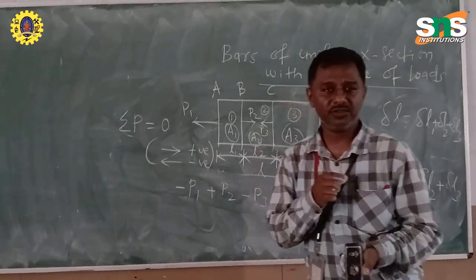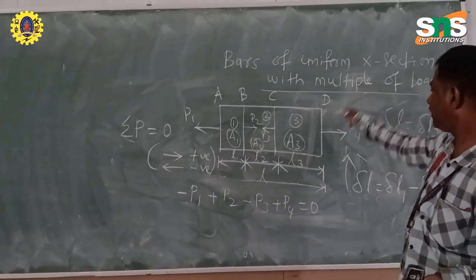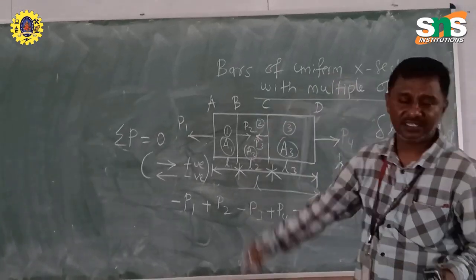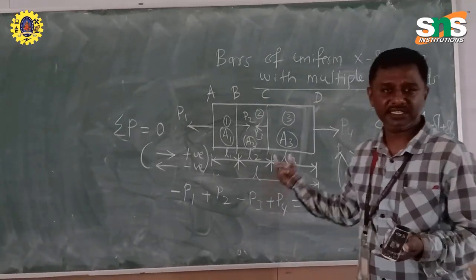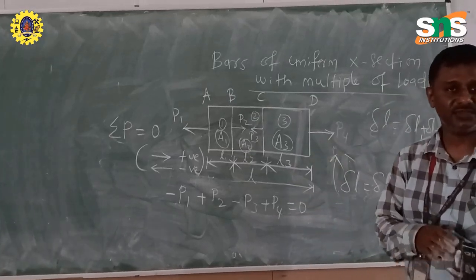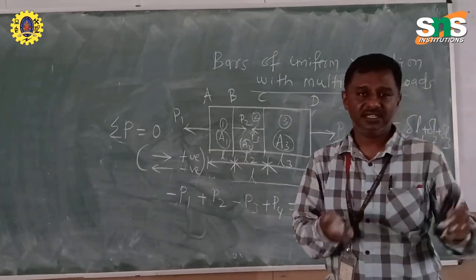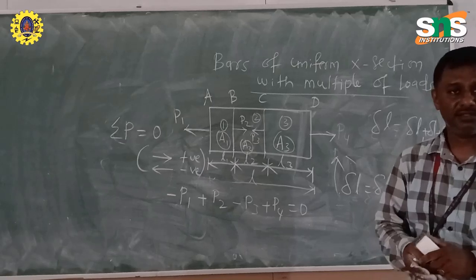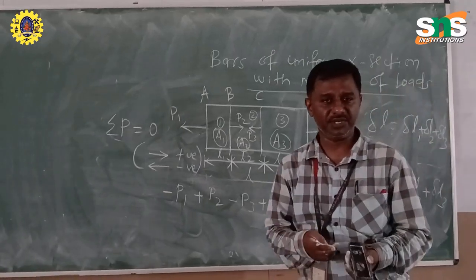So that's all for today's class, with multiple loads acting on one single block containing 3 sections of uniform cross-sectional area, to find the total extension, the total change in length. We will see a different topic in the next class. Thank you.